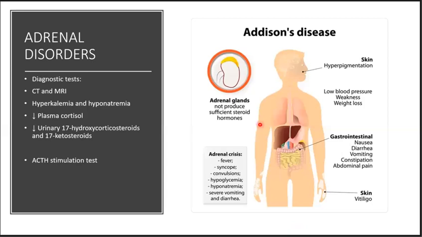So remember some of the signs you will see in your client with Addison's disease. There will be hyperpigmentation of the skin. We'll see low blood pressure. There will be weakness and weight loss. Remember, the adrenal glands are not producing sufficient steroid hormones. We'll also see nausea, diarrhea, vomiting, constipation, and abdominal pain. And in the skin, we can see vitiligo. So these are some of the signs or symptoms you can see in your client with Addison's disease.